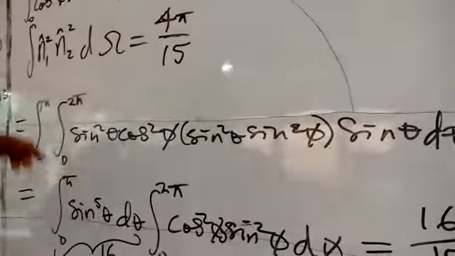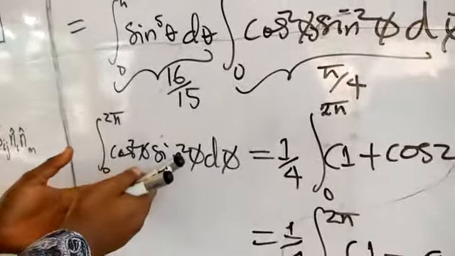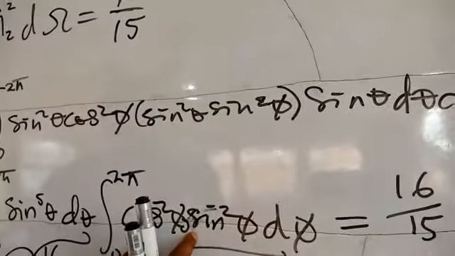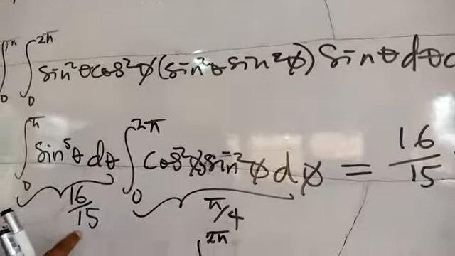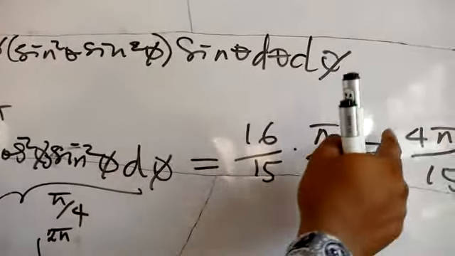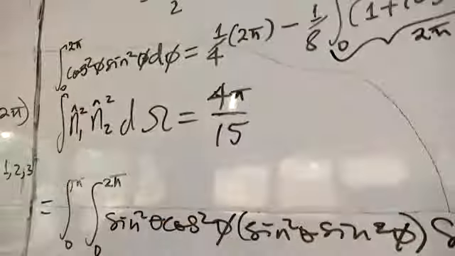So the integral, which is what we started with, gives us simply π over 4. And if you recall, we got that from this place. So this factor gives us 16 over 15, this gives us π over 4, and so what we get in the end is 4π over 15. So you can see that this indeed gives us 4π over 15.